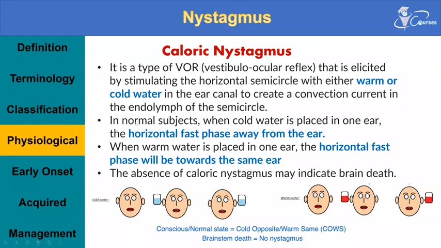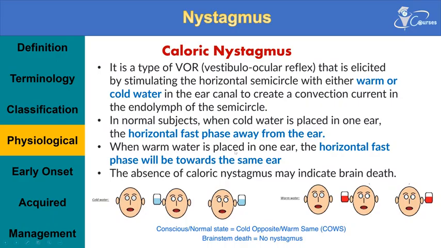So if we are placing cold water in one ear, the horizontal fast phase will be away from the ear, while if we are putting warm water in one ear, the horizontal fast phase will be toward the same ear. To remember them, we just say the mnemonic COWS: cold opposite and warm same. So the movement of the eyes will be to the opposite direction if we are putting cold water, and to the same direction if we are putting warm water.